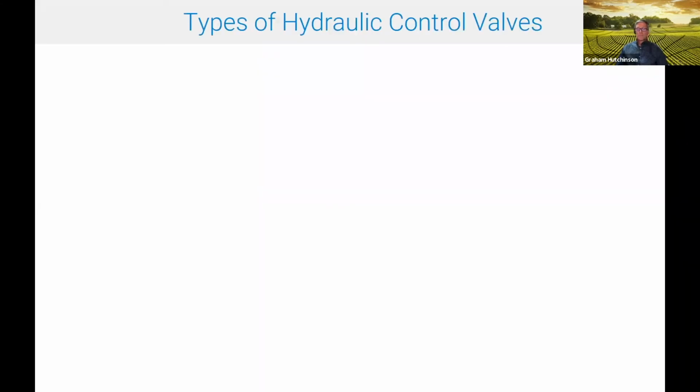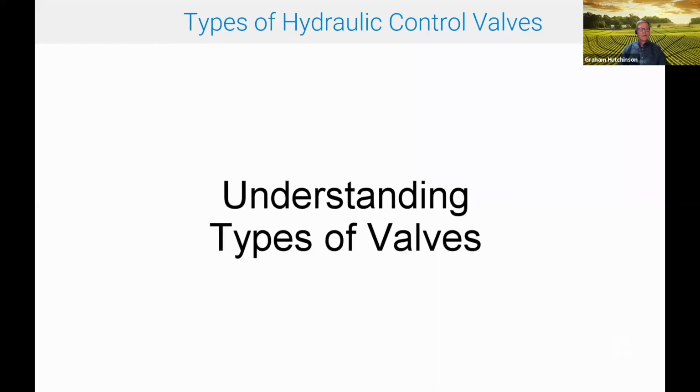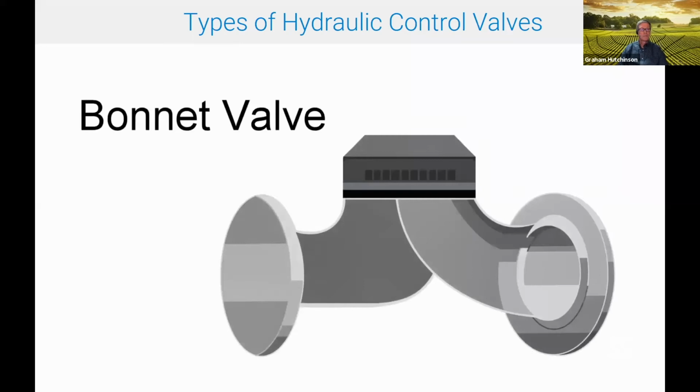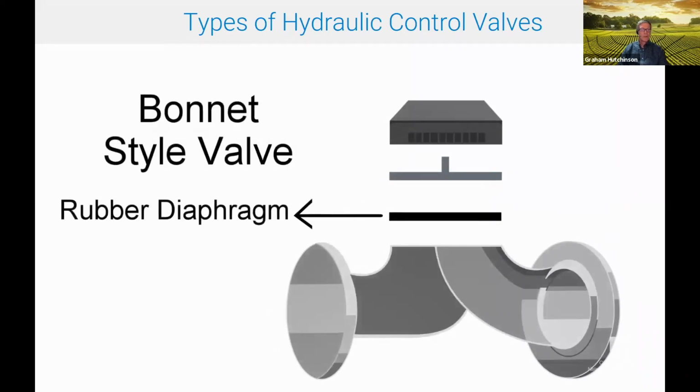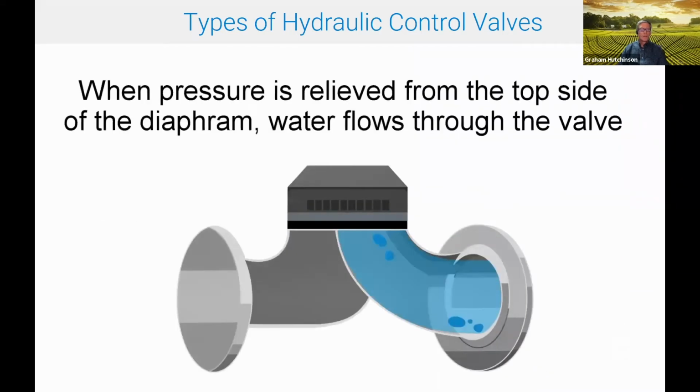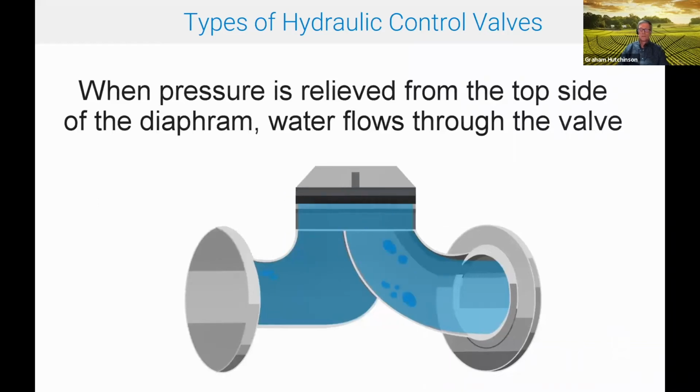This is an animation on the types of hydraulic valve. It helps for us to understand the different style of valve when we're thinking about friction loss and accuracy and performance. A lot of valves that are available on the market today are called bonnet-style valves or weir-style valves. They have a rubber diaphragm that operates on a seat. And as the flow goes through that valve, the diaphragm lifts up if the pressure is relieved from the top of the diaphragm and flow goes through.